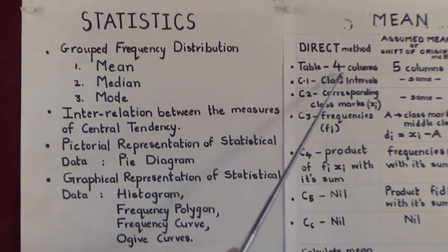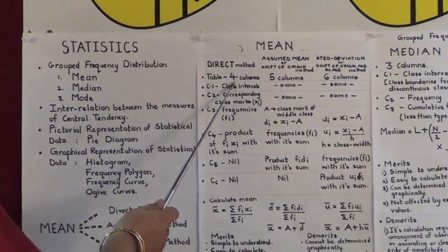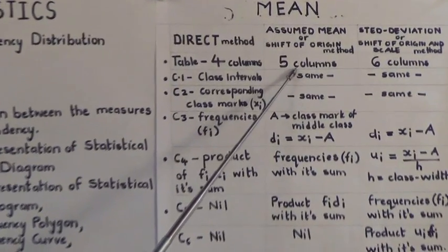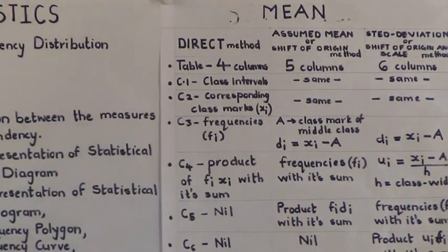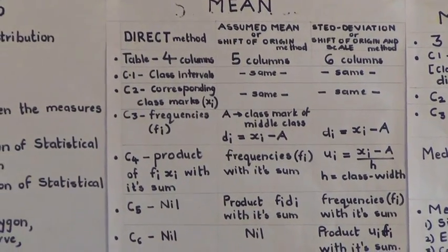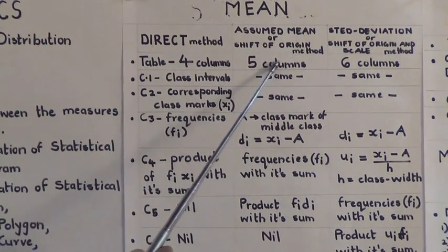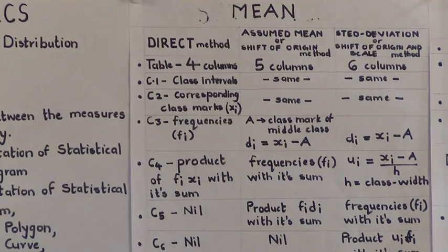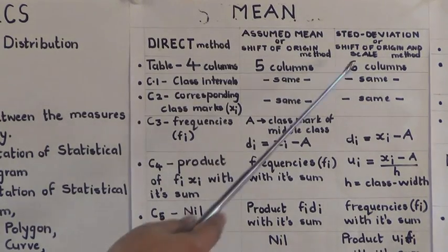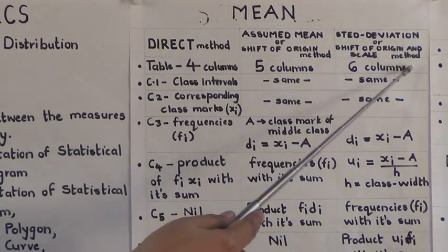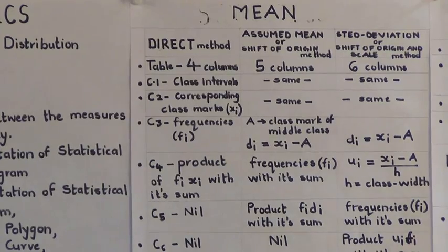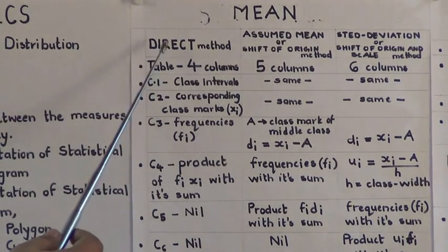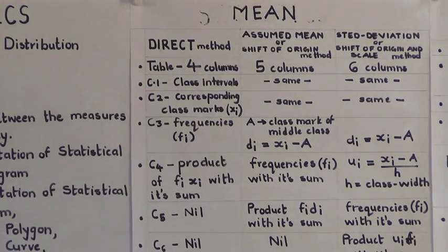In the direct method, the table consists of 4 columns. In the assumed mean method, which is also called the shift of origin method, we have 5 columns, and the data written in the step deviation method, which is also known as shift of origin and scale method, has 6 columns. Let us come to find the mean by the direct method.